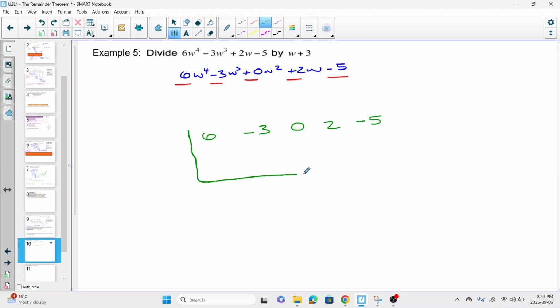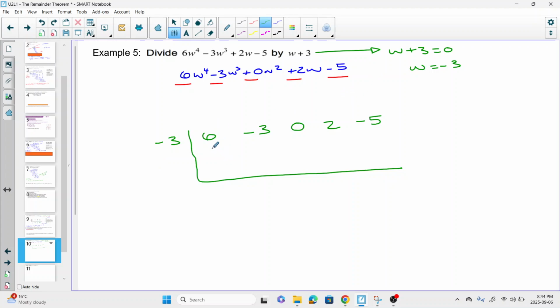I'm going to set up my synthetic division. The number that goes over here would be the 0 that corresponds with the factor. So if we're dealing with the factor w plus 3, if we want to do it the long way, we can set it equal to 0 and know that we're dealing with a w value of negative 3. So I'm going to put negative 3 outside here, and then I can go through all the motions. So I'm going to pull that 6 down right off the hop.